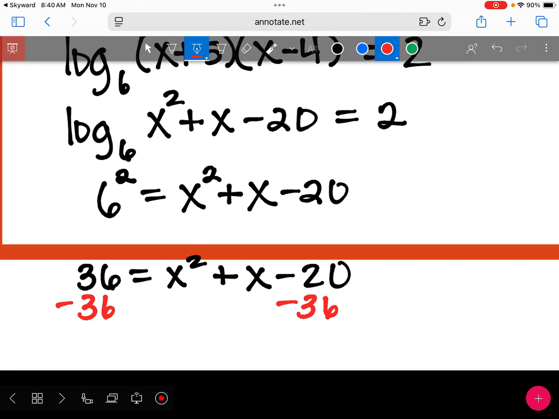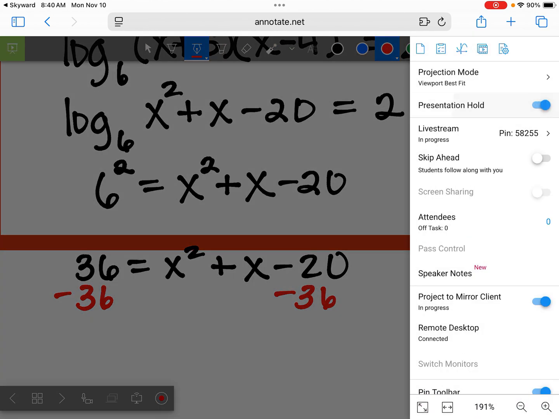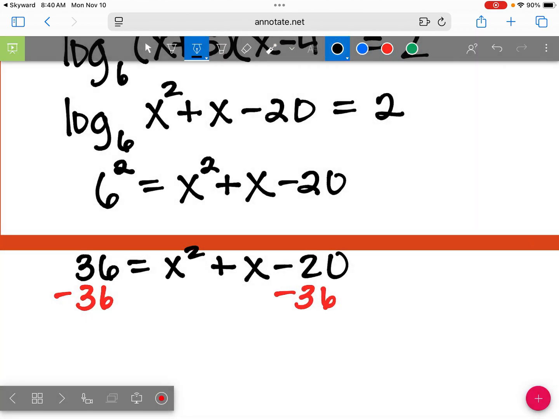All right, I'll let y'all finish it from there. Let me freeze my screen here. Go ahead and finish it out. Factor it. Find your two numbers. Set them equal to 0.